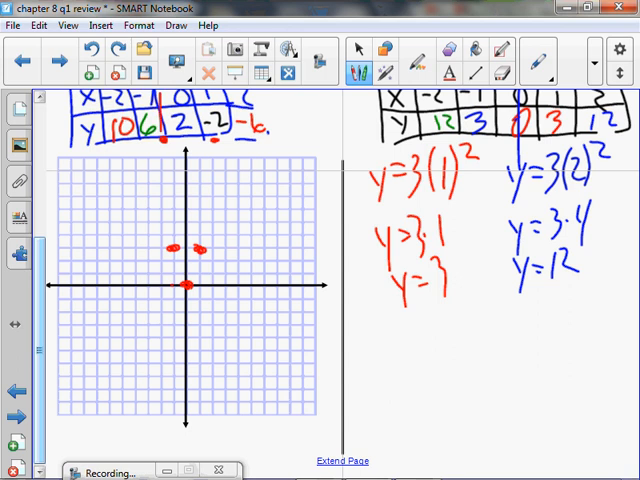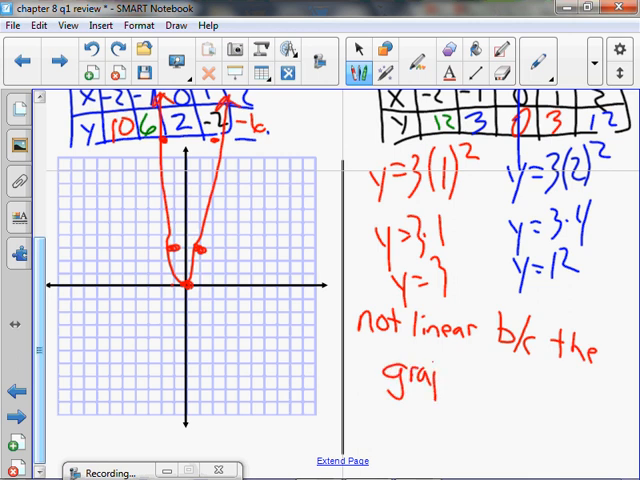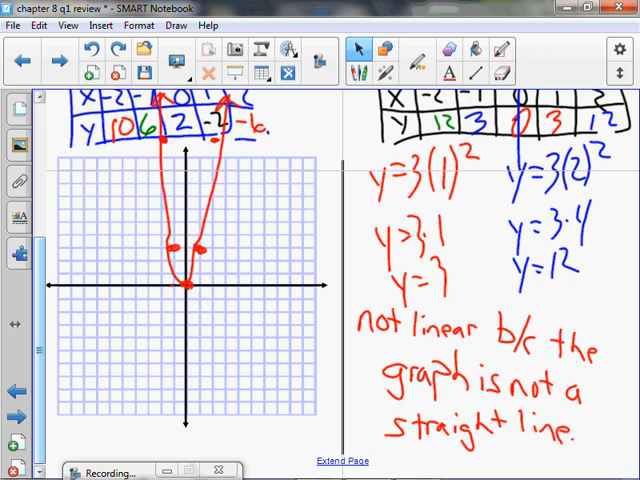Here's the graph I have, more or less. So this is clearly not linear because it does not make a straight line. And on a test, what you might say is not linear because the graph is not a straight line. And that would be enough information for me. Okay, we are moving on.